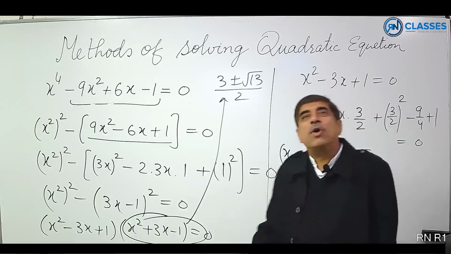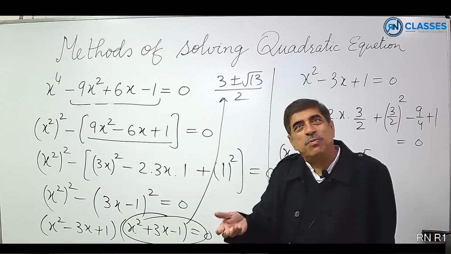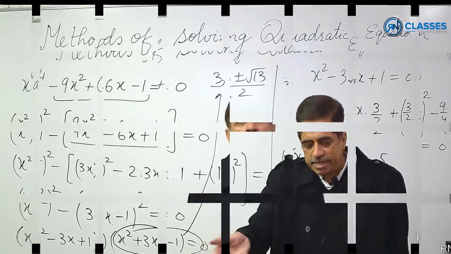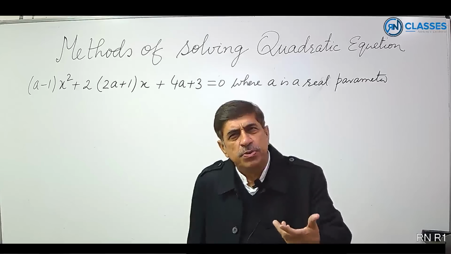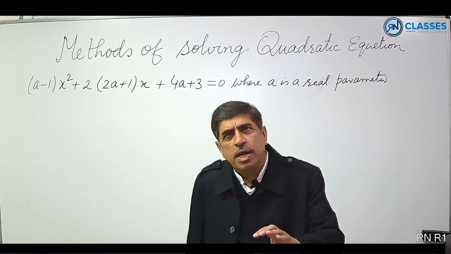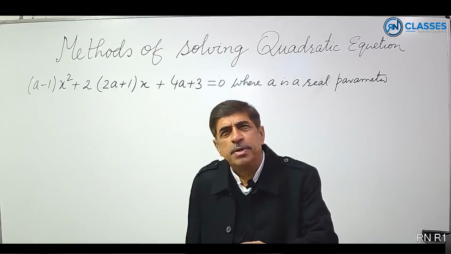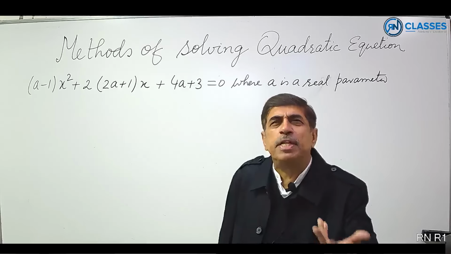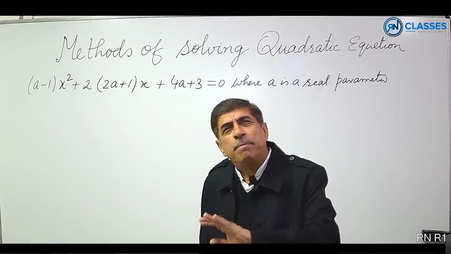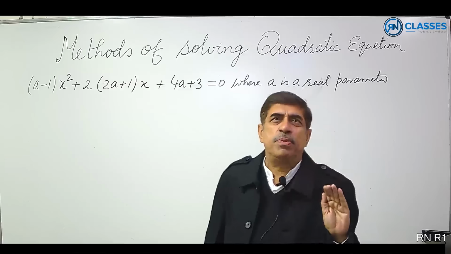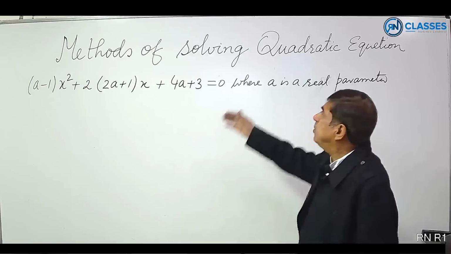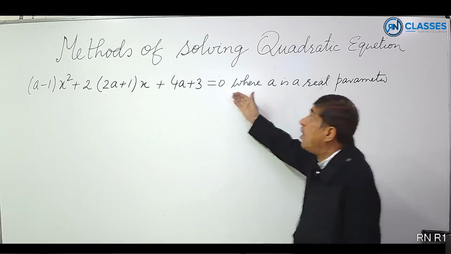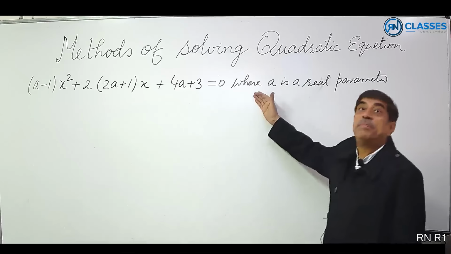So, now I would like to pass on to the fourth method of solving a given quadratic equation. Just now I told you quadratic formula can easily be obtained by the method of completing the square. Instead of completing the square again and again, we apply the quadratic formula. Alright? Let us try to solve this quadratic equation with the help of the quadratic formula.